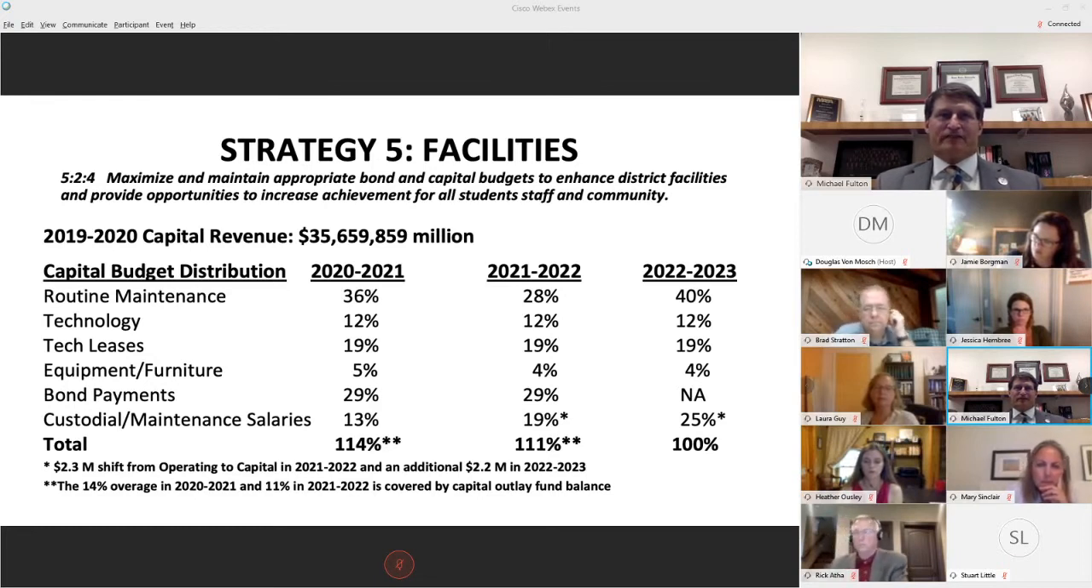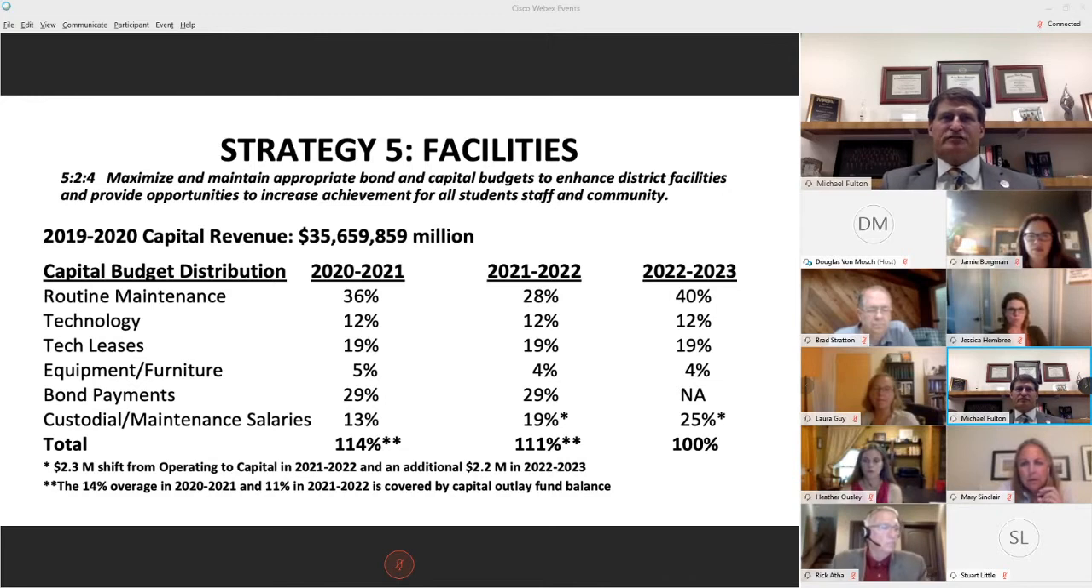You can see where we have technology and tech leases, they remain the same. And then, of course, we have our equipment, furniture. That's essential to keep a percentage of that capital outlay allocated to that purpose, because you can't do all that through, nor should you do all of it through bond issues.